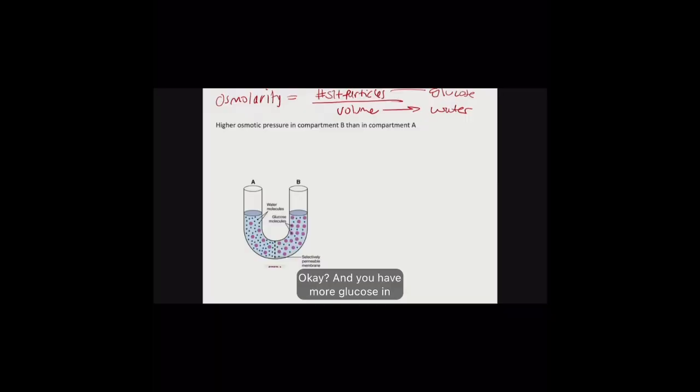And you have more glucose in compartment B than in compartment A. And because you have the same volume, right, on both sides, you're going to have more water here and less water here, okay? So this compartment B is going to have a solution that has more solute particles relative to the volume. So if the numerator is higher relative to the denominator, the osmolarity here would be higher in B, all right?